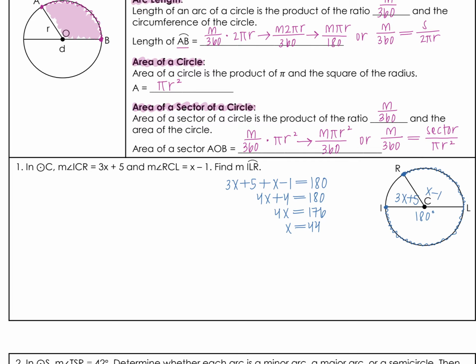Okay, so now that I know that my x is 44, I can take it and plug it in for that x minus 1. So 44 minus 1 is going to give me 43 degrees. So I then turn around and just add that to the 180. And I'm going to get 223 degrees for the measure of that arc.